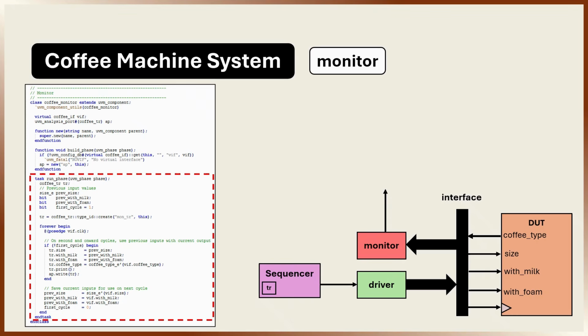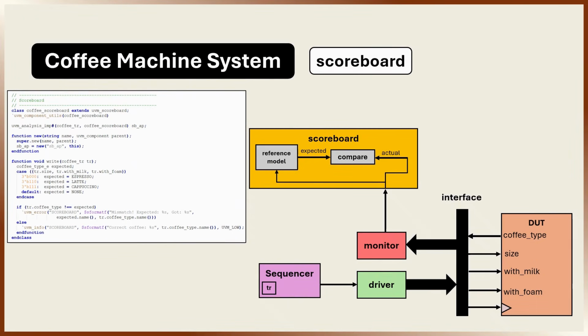It keeps track of the inputs from the previous cycle because the coffee machine produces its output one cycle later. On each rising clock edge, the monitor checks the current output and pairs it with the inputs seen in the previous cycle. It packages this information into a transaction and sends it through the analysis port.